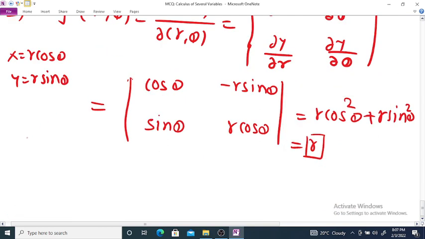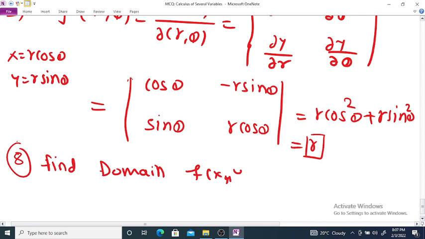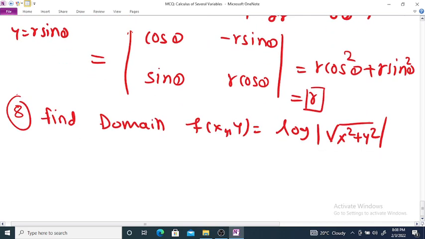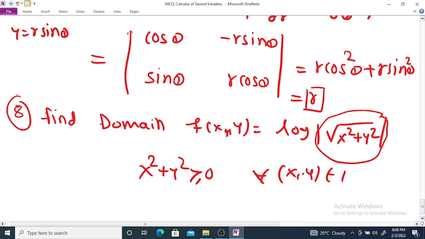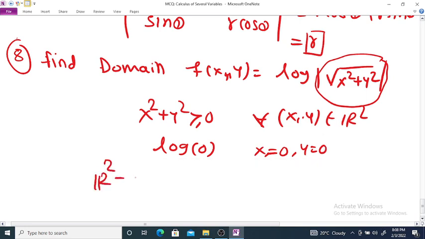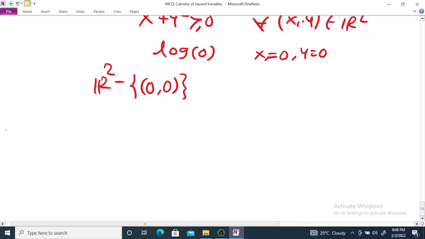Next question, example number 8. Find the domain of the function f of xy equal to log of under root of x square plus y square. Now again we know that the square root function is not defined for negative values, but since x square plus y square is always greater than or equal to 0 for every xy in R square, but again log 0 is undefined. This term x square plus y square is 0 only if x is equal to 0 and y equal to 0, and therefore if we remove the single point (0, 0) from R square, then for every point this function is defined, and therefore the domain of this function is R square minus (0, 0).